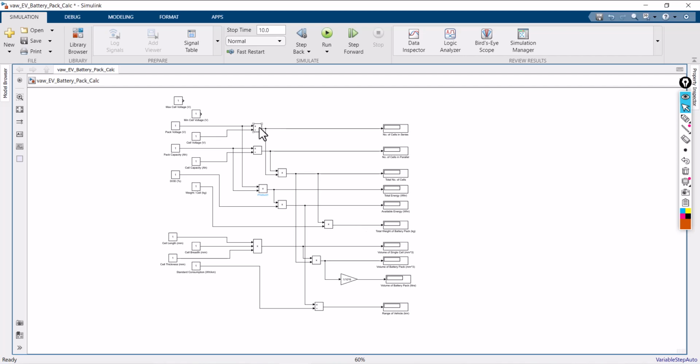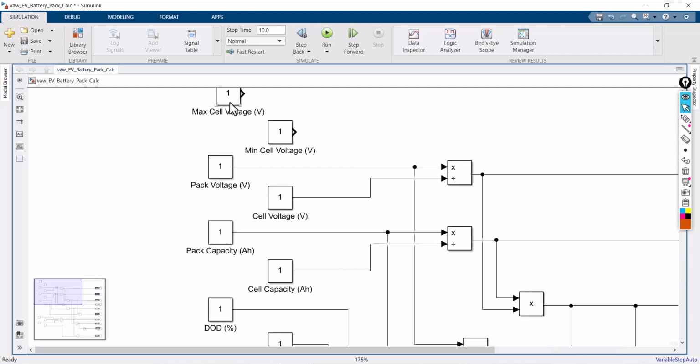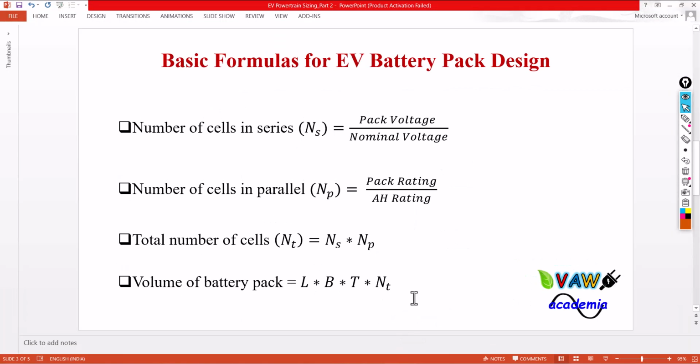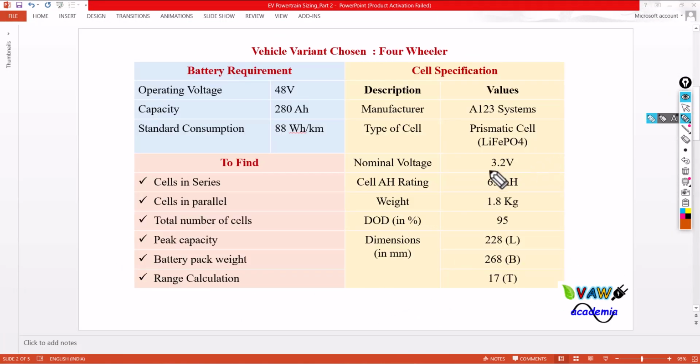Here, I left two more values, the maximum cell voltage and the minimum cell voltage. Whatever cell voltage is given in the specification is coming around 3.2 volts. But actually, this cell won't always give you 3.2 volts. When the cell is fully charged, the output may go up to 2.4 volts. That will be the maximum value. When the cell is about to discharge, the output voltage may reach 2.7 volts. That will be the minimum value.